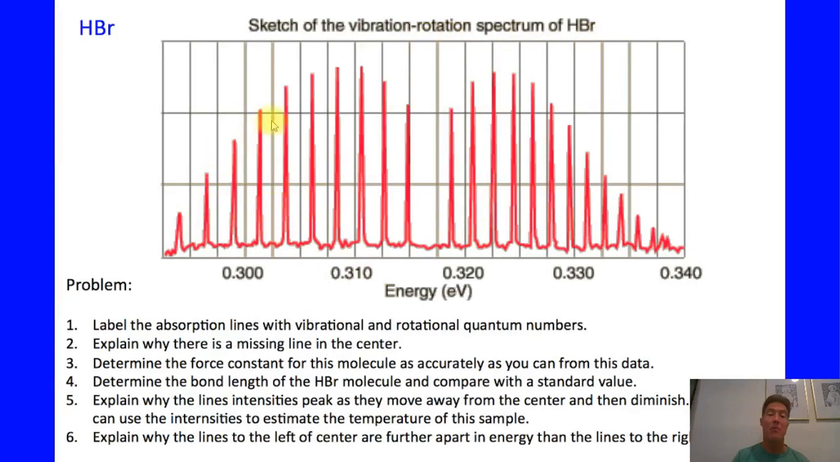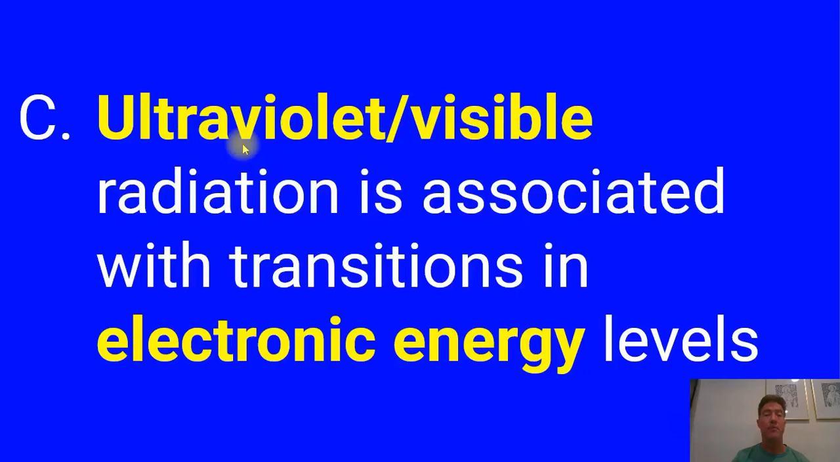Again, we don't need all the details here, but we can see that if we bombard something with a particular EM radiation, we can start to see these effects, and we associate those with its vibration movement. Ultraviolet and visible radiation is associated with transitions in electronic energy. That's the energy of electrons.